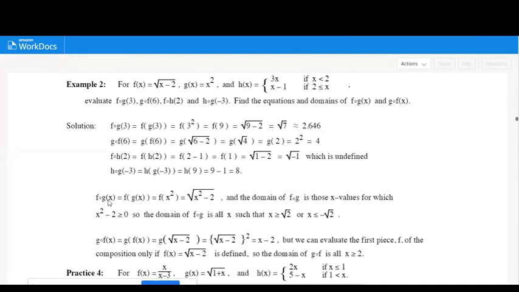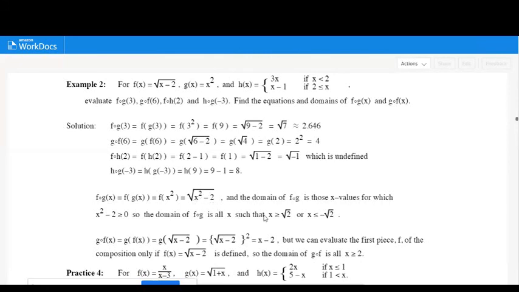So for f of g of x, solve first for g of x. So substitute, this is x squared. So that is g of x. And then for f naman, f of x, so square root of x minus 2. Ang value ng ating x dito is x squared. So we have square root of x squared minus 2.